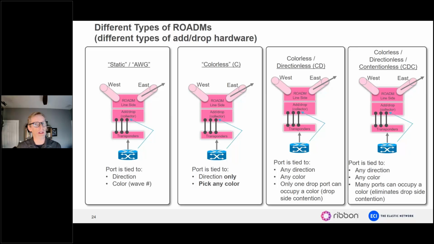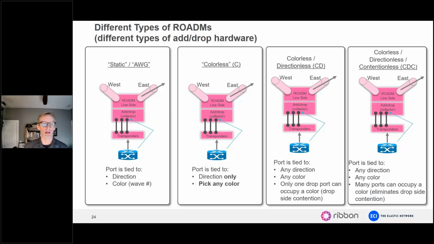The reason you might want that, say at this site here I've got two directions, west and east, I might want to have two different pieces of traffic, two different clients. One of them be wavelength 1 going west and another one being wavelength 1 going east. And with a colorless directionless ROADM, you can't do that. You can only use wavelength 1 one time on the drop side.